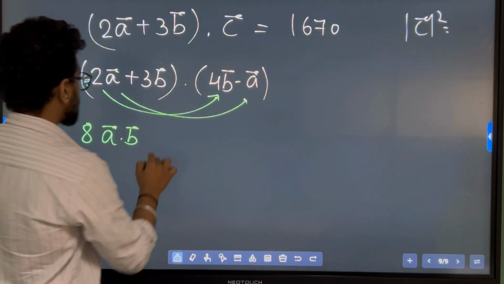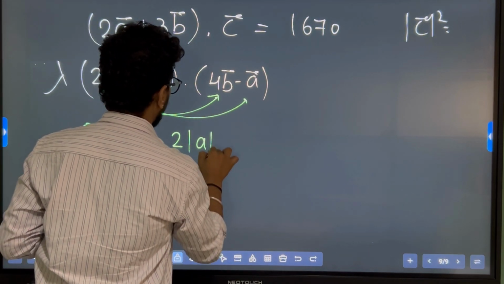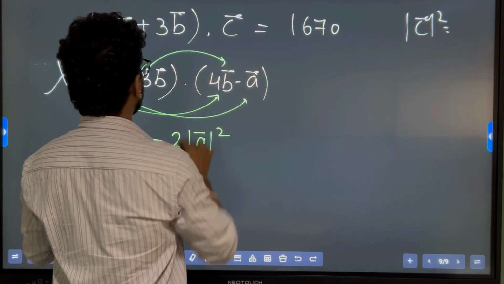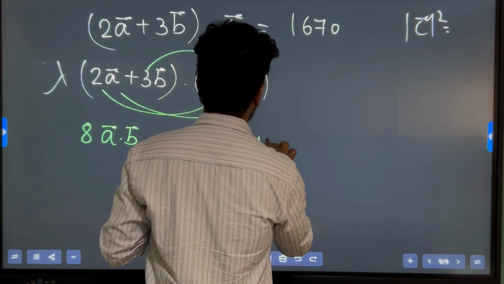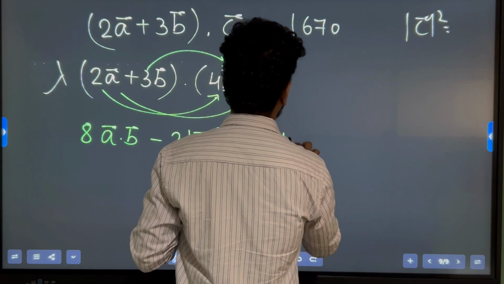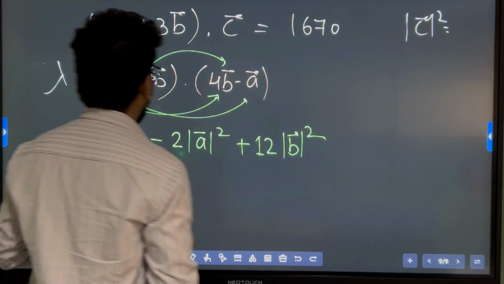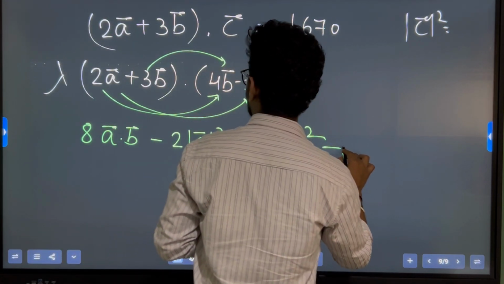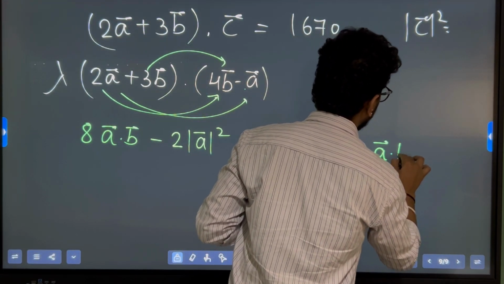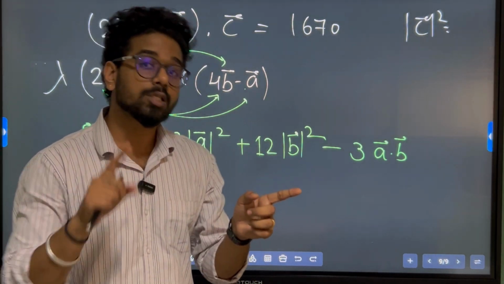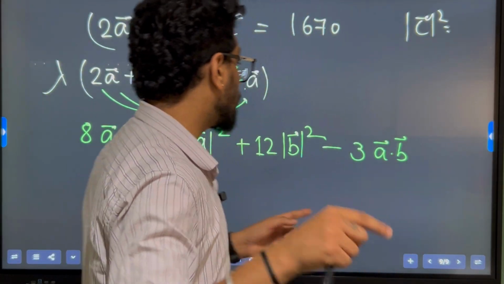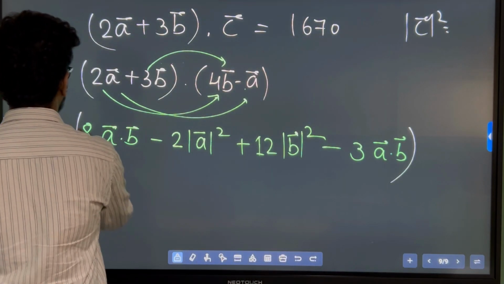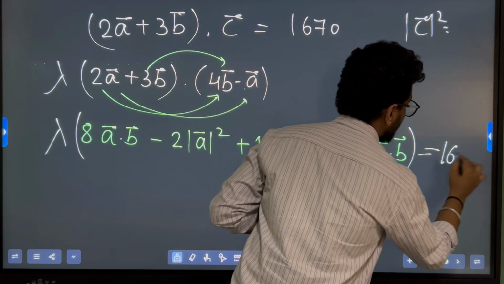So 2a dot minus a is minus 2 magnitude of a whole square. Now over here we will have 3b into 4b, so we have 12 magnitude of b whole square. Then we have 3b into minus a, which is minus 3a dot b. One thing to notice: a cross b is not equal to b cross a, but a dot b is equal to b dot a. So this whole thing multiplied by lambda is equal to 1670.